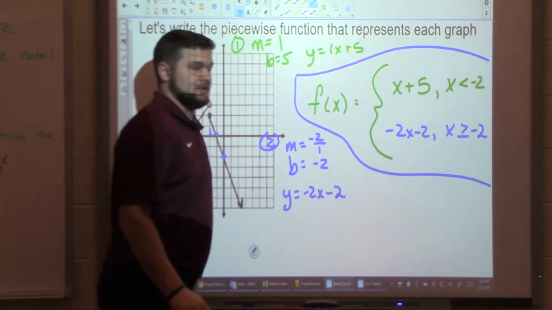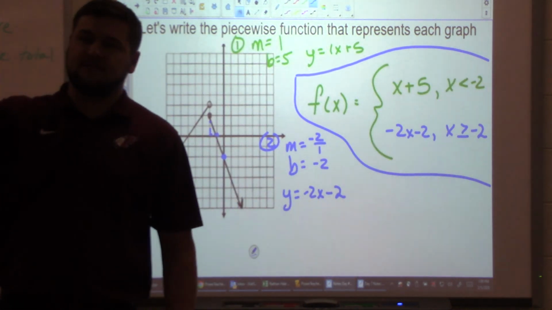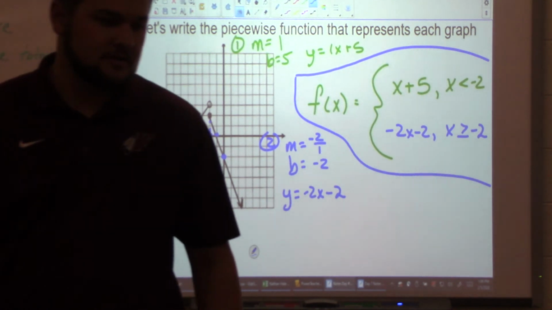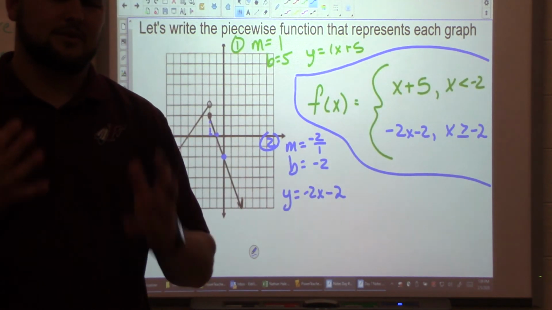That's your answer. You do not put a bracket to finish it off. There's no bracket on the other side, because then it's kind of closed. We don't want it closed.